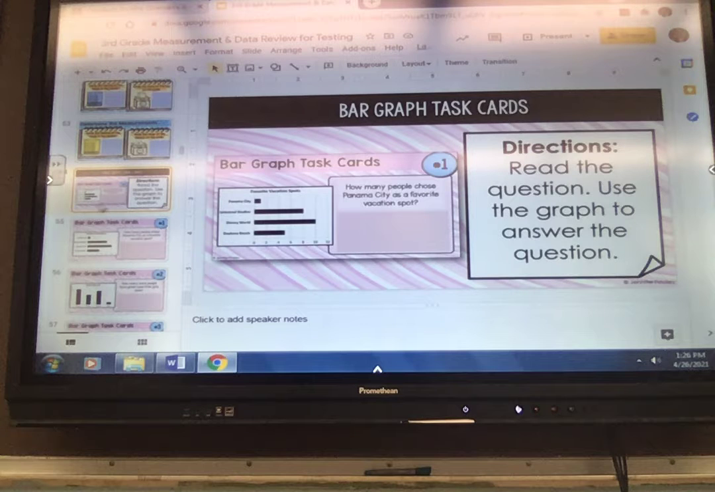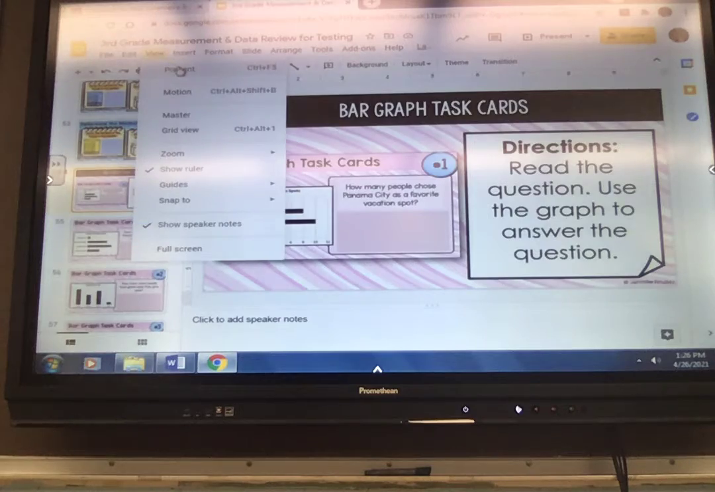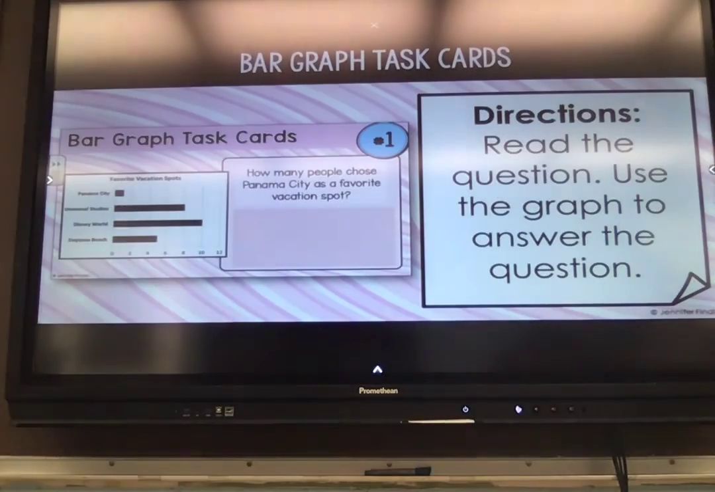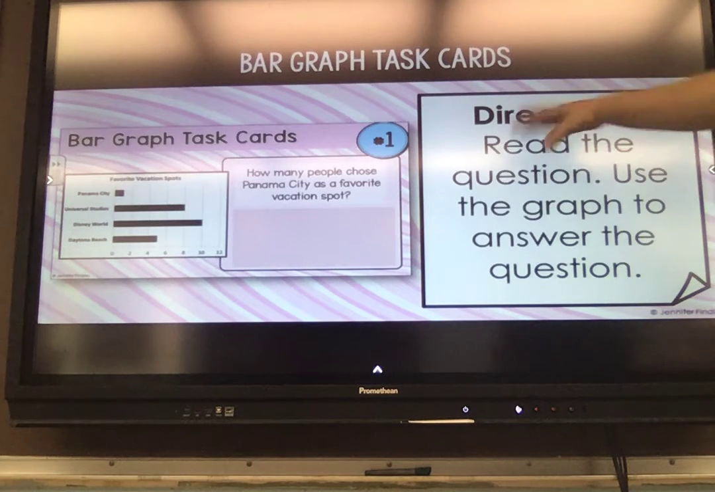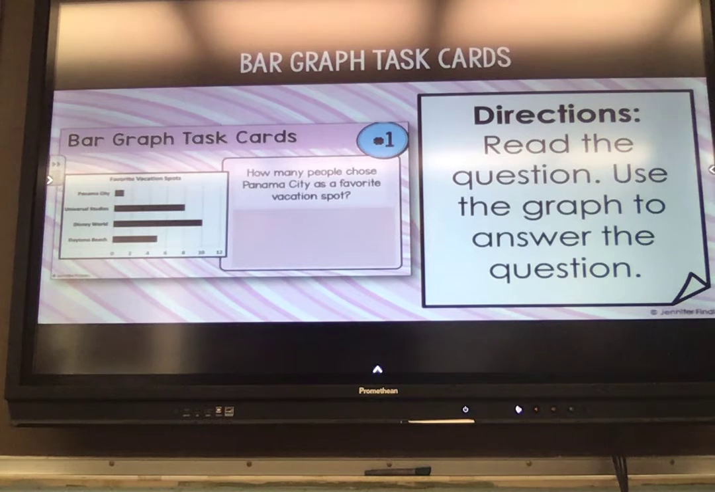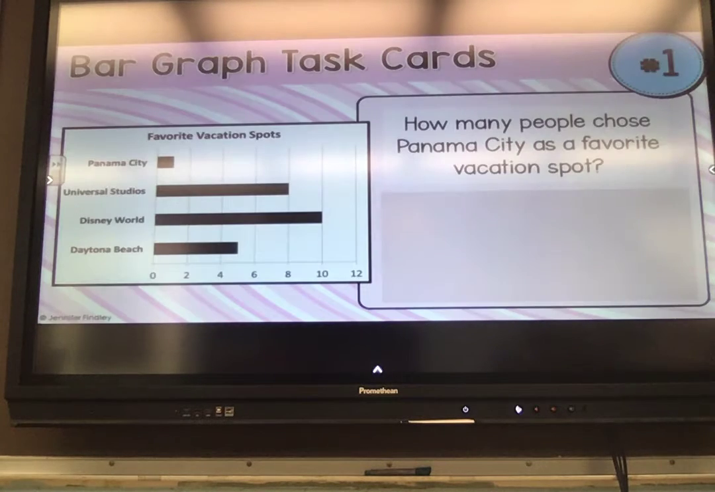And this is where we're going to talk about bar graphs, which is what we're working on this week. So I'm going to go to the presentation mode on mine so that it's bigger. So slide 54 is on your directions. So there's nothing for you to do here. It just says read the question, use the graph to answer the questions. So we're going to go to the next slide.